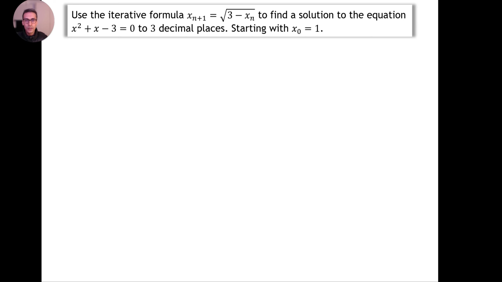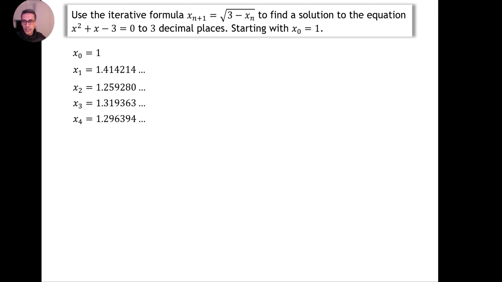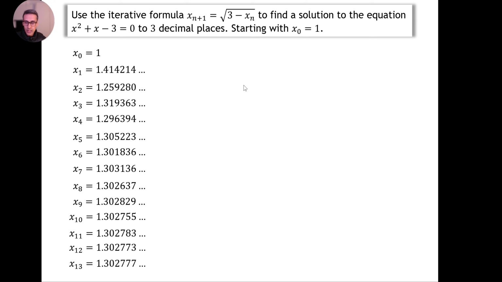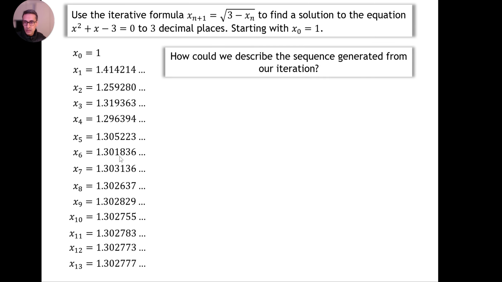Okay, so pause the video if you need more time. So first thing we want to know here is the first term is 1, that's given to us, and then you're going to do the square root of 3, take away the answer, and these are the values you're going to get. Now if you keep pressing equals on your calculator, notice this doesn't tell you how many times to do it. It just says find it to 3 decimal places. So you just keep going up until the point where the first 3 decimal places stop changing. So you can see after x8 it basically converges towards 1.302 something.